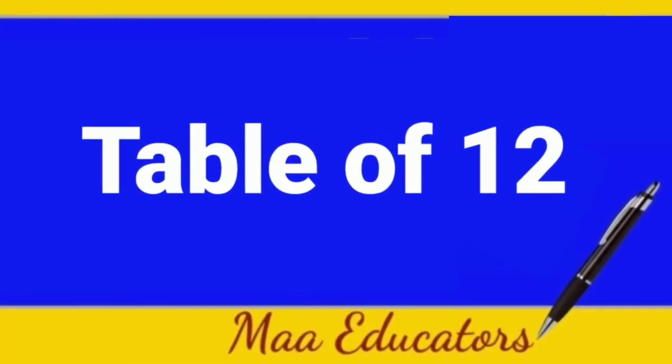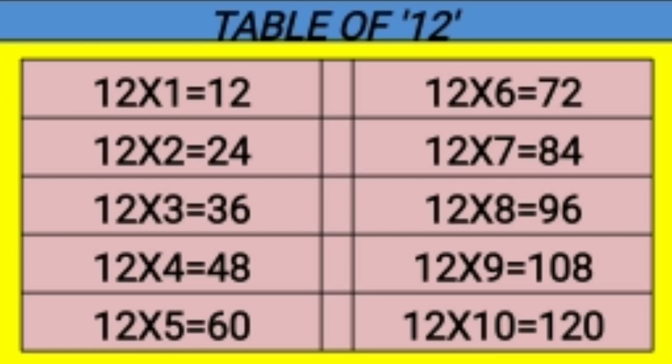Table of 12. 12 ones are 12. 12 twos are 24. 12 threes are 36. 12 fours are 48. 12 fives are 60. 12 sixes are 72.